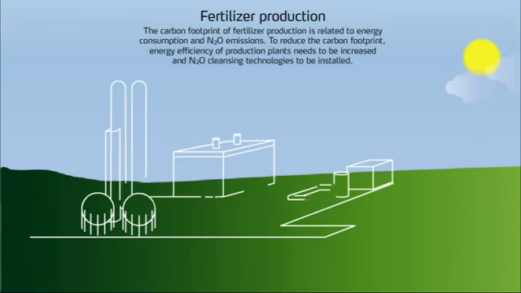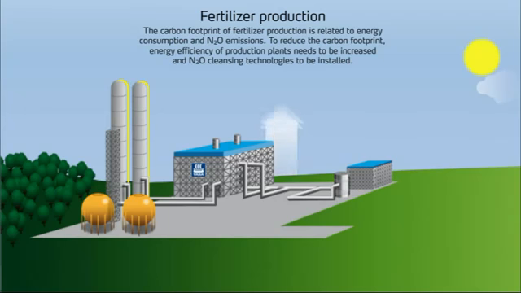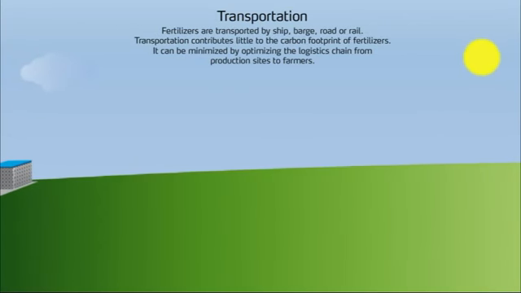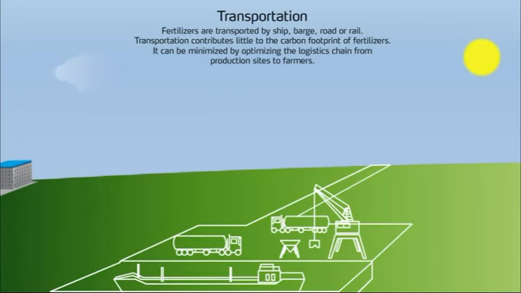The carbon footprint of fertilizer production is related to energy consumption and nitrous oxide emissions. To reduce the carbon footprint, energy efficiency of production plants needs to be increased and nitrous oxide cleansing technologies to be installed. Fertilizers are transported by ship, barge, road or rail.